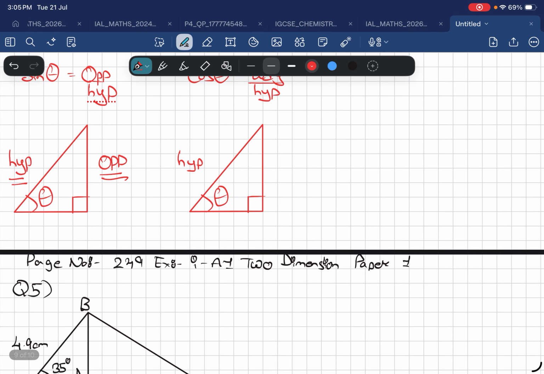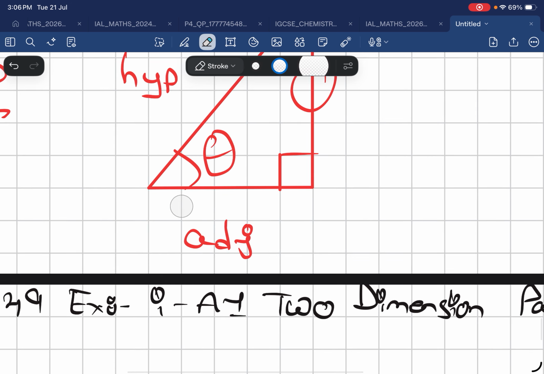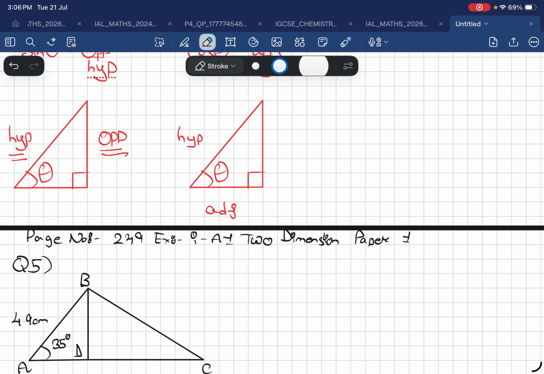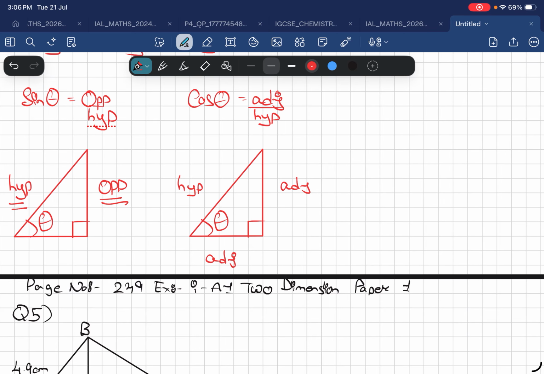And the remaining side, I'm talking about this side, which is opposite of alpha, or theta, is called adjacent, right? So if you divide adjacent by hypotenuse, what do we get? We will get cos theta.